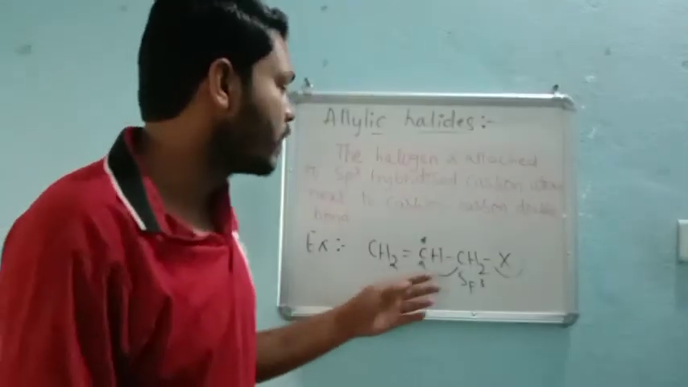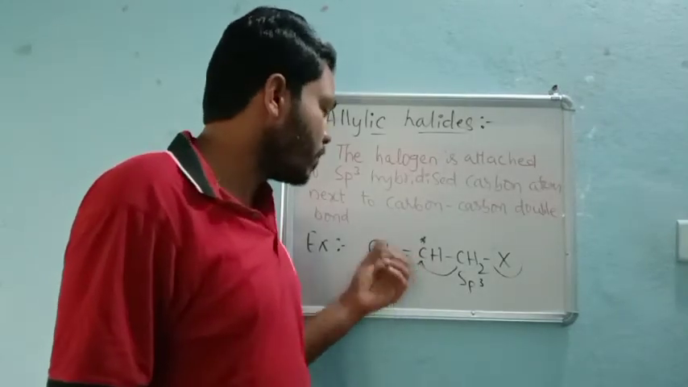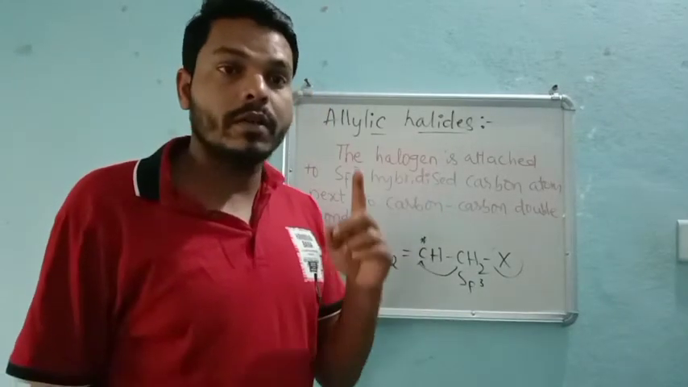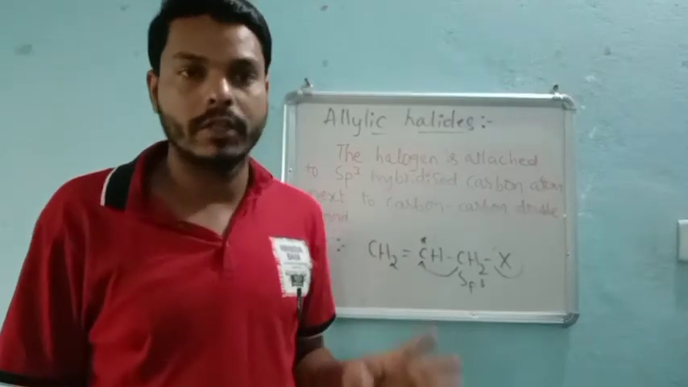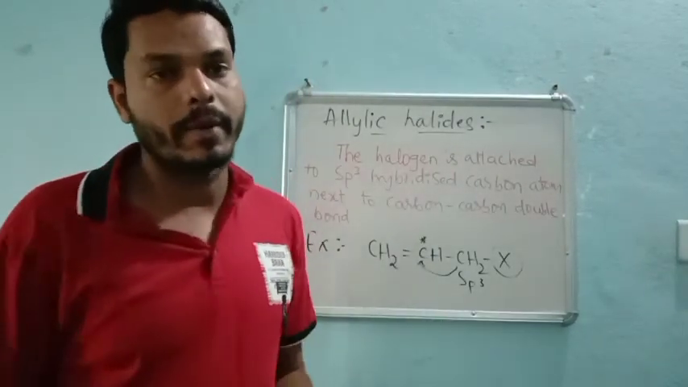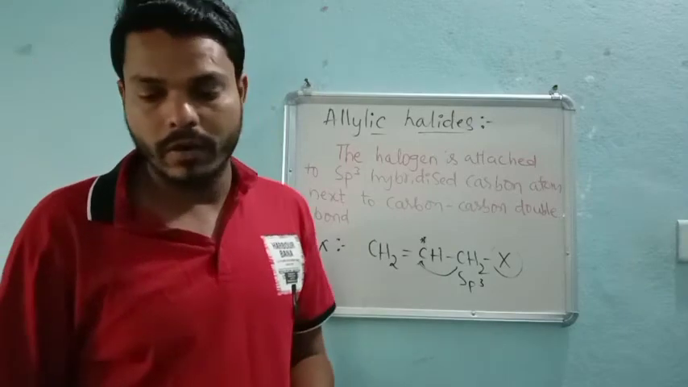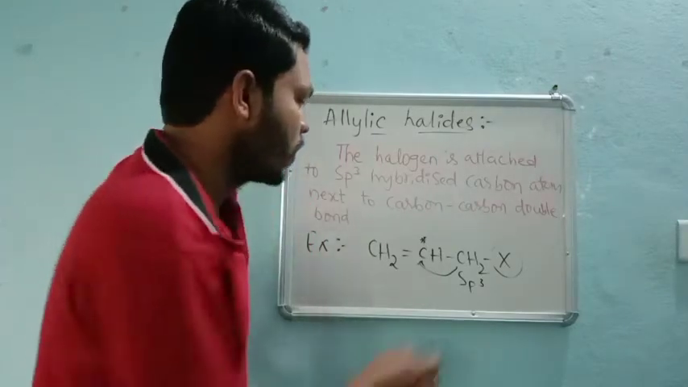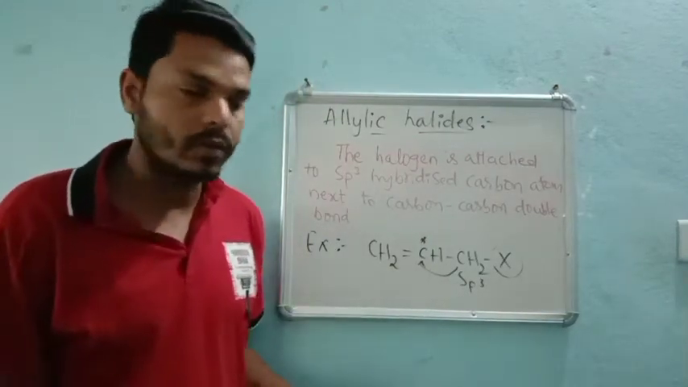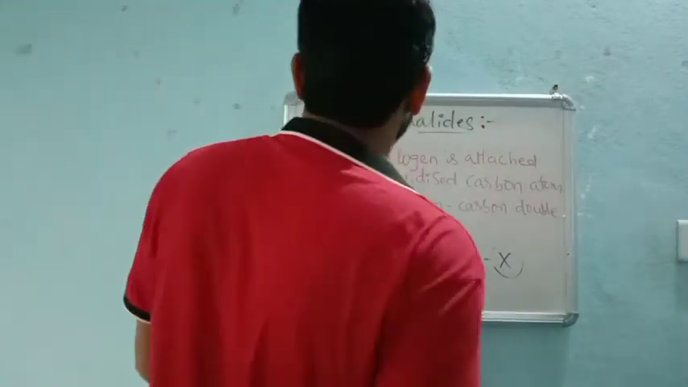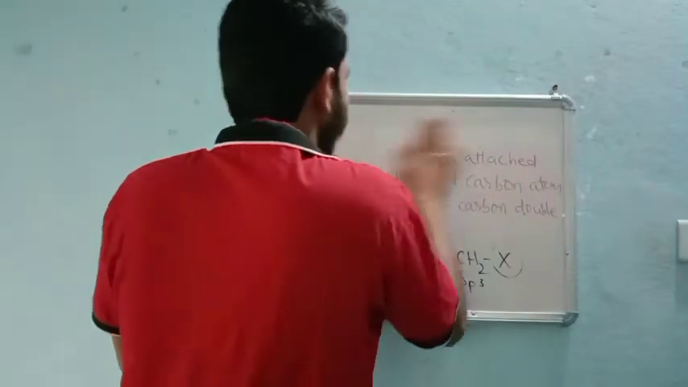Very simple. So a double bond should be there, but the halogen-attached carbon should not have any double bonds. It should be sp3 hybridized. This is called what? Allylic halides. Understood? So next is benzylic halides.